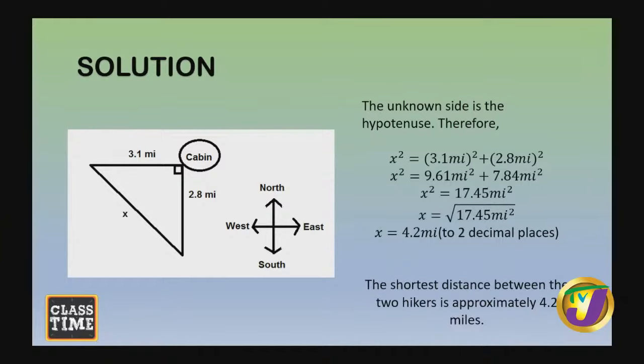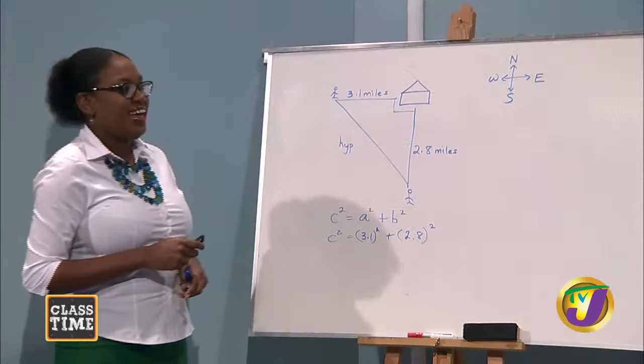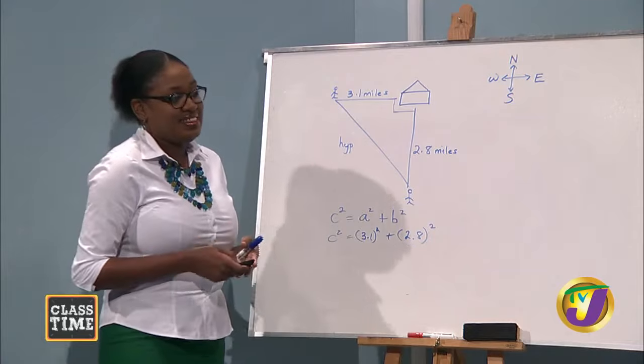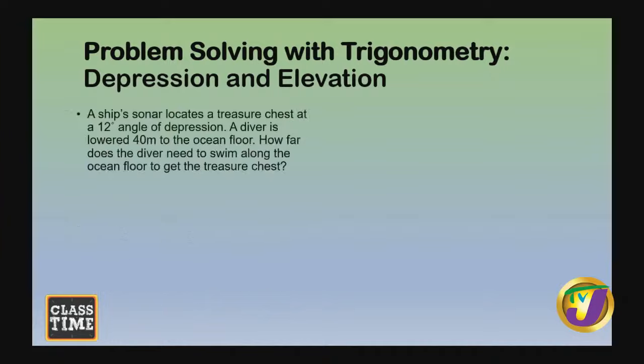All right. So what do we have next? Angles of depression and elevation. Depression is going down and elevation is up. You would have covered that topic before in a previous lesson, so we're just applying some problem solving skills to solving questions of that nature.